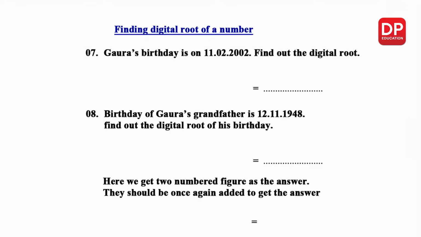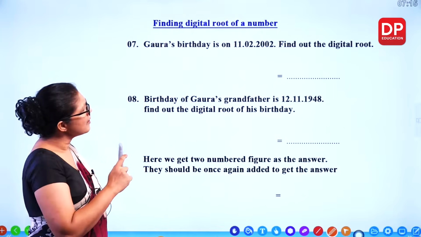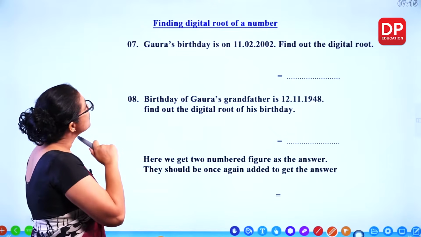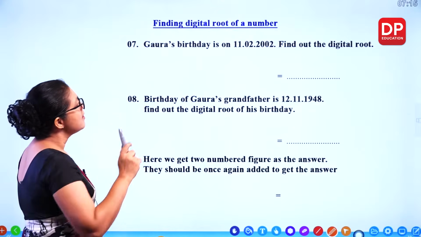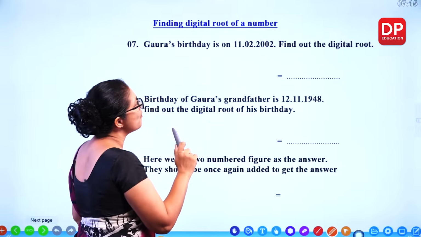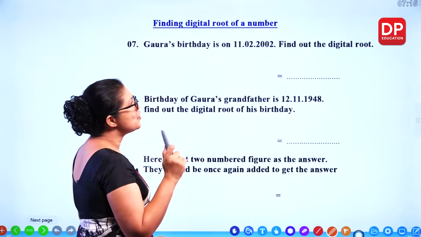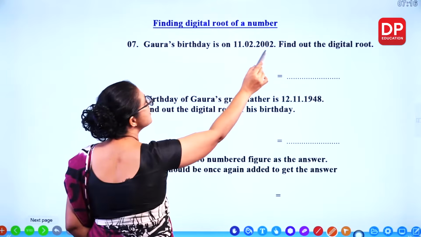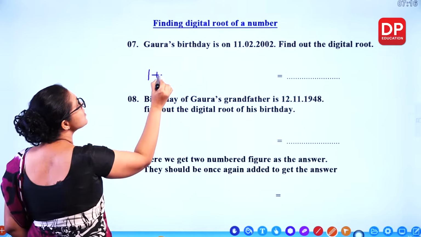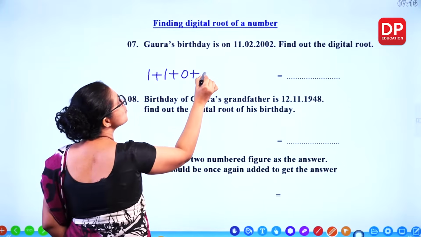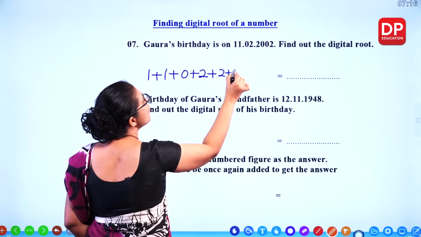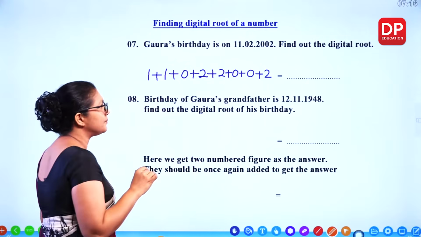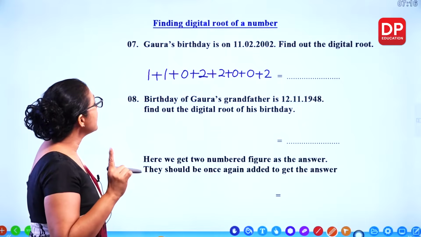Now we'll see what is the digital root of a number. Sometimes we call this the lucky number. So look at this one. Gaura's birthday is on 11/2. That means February 2002. Find out the digital root. So how can we find out the digital root? We add all the digits. So here 1 plus 1 plus 0 plus 2 plus 2 plus 0 plus 0 plus 2. So you have to add all digits and see what's your lucky number.